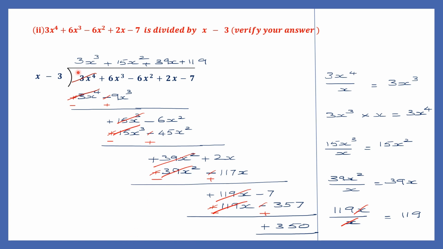So we have found our quotient. We have found our remainder. So that is the first part of the question. So you need to write quotient and remainder. Next, we have to verify our answer. So let's verify this answer. So now we're going to do the verification.